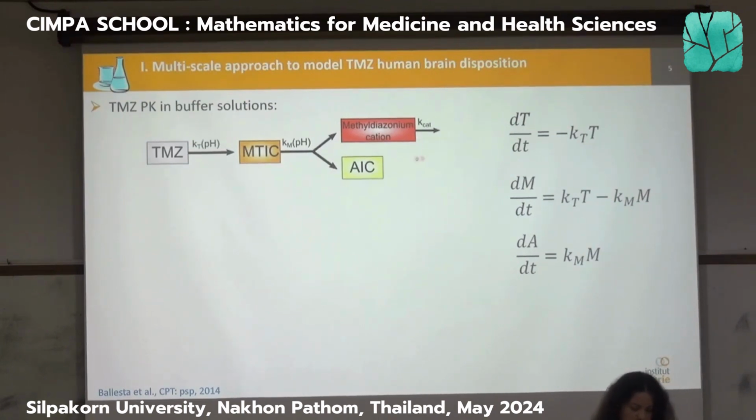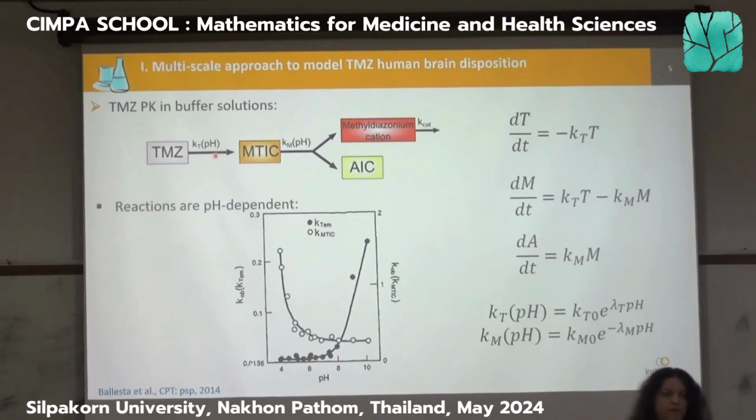In terms of equations, you can just write them using the law of mass action, and this is quite simple here. You have first order equations. For instance, temozolomide can only disappear into MTIC, and this is the first equation here, and then you go on. The small complexity is that, as you may have noticed, I have written KT in terms of pH. So KT is actually a function of the pH.